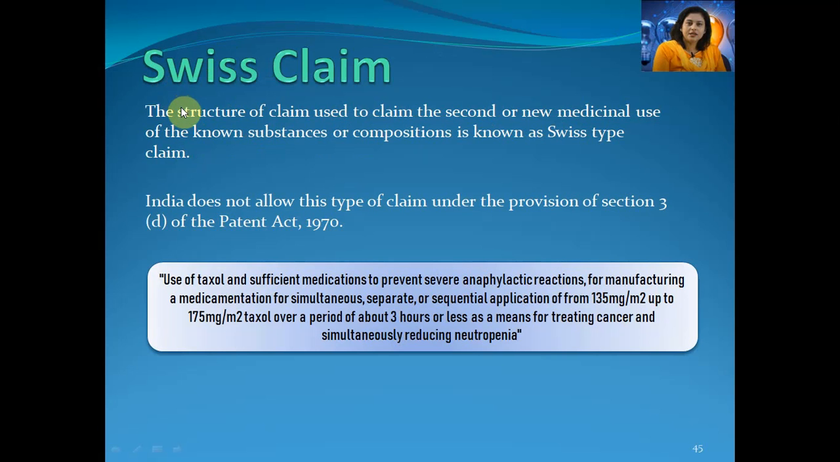Swiss claim. The structure of the claim used to claim the second or new medicinal use of the known substances or compositions is known as Swiss type claim. India does not allow this type of claim under the provision of Section 3D of the Patent Act 1970. So this is an example of a Swiss claim.